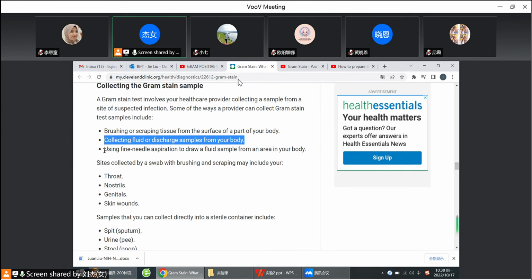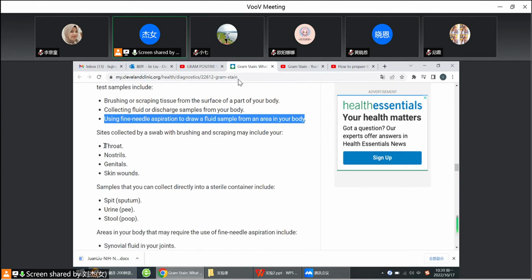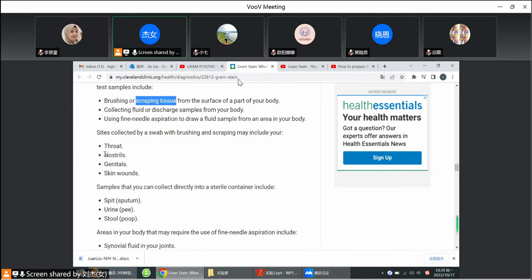The third one is using needle aspiration to draw the fluid sample from an area in your body. So these are the three common ways to collect the samples. And the samples can be taken from the throat, nostrils. If they want to get a sample from the nostrils, they just scratch some tissue in the nostrils, right? And sometimes they can collect samples from the urogenital tract, as well as the skin wound.